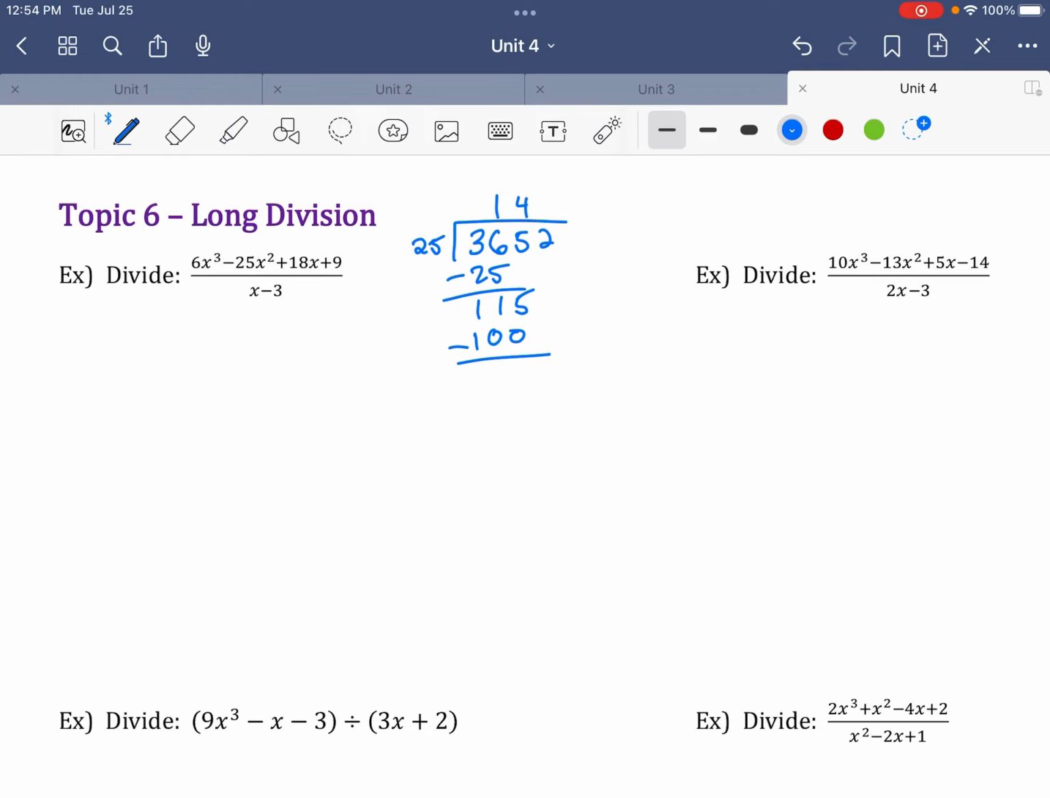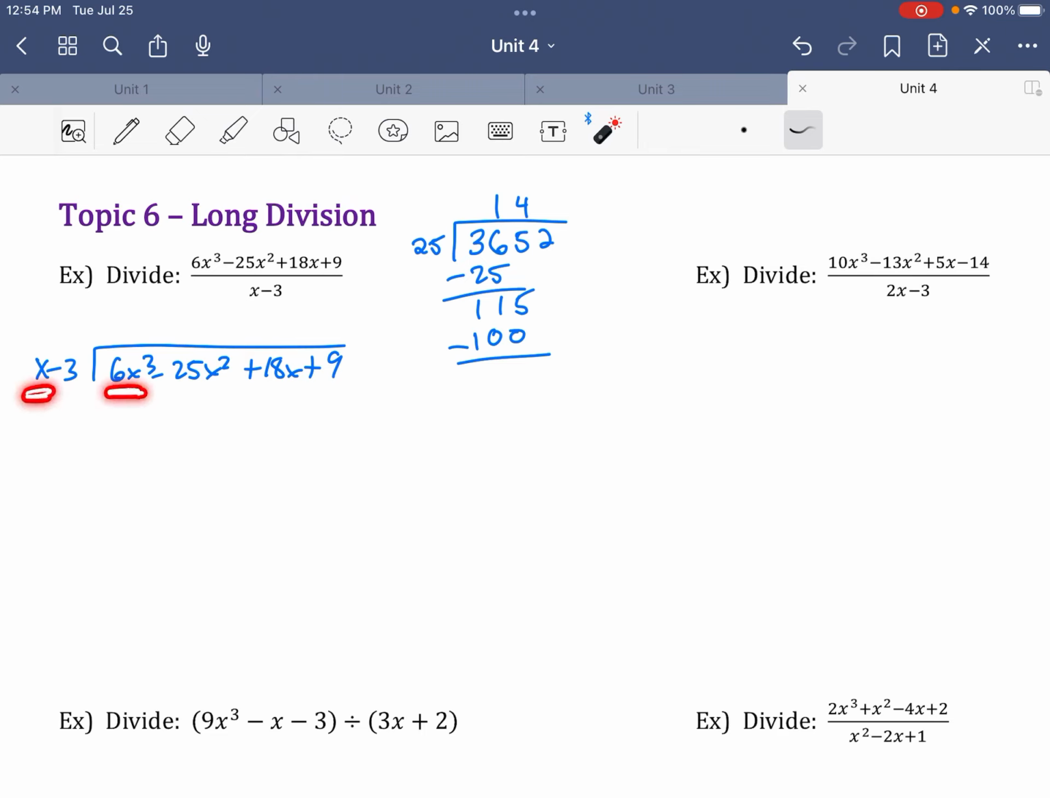So the steps are pretty much the same thing. You put x minus 3 over here. I've got everything in order: 6x to the third minus 25x squared plus 18x plus 9. Then I do this, except I only use the beginning of the problem, x and 6x to the third. What do you multiply x by to make it into 6x to the third? You'd have to multiply by a 6 and you need x squared, so 6x squared is your choice. It's the thing that goes right here. The 3 right here just tags along. I still use it, but I don't think about it to start the problem.